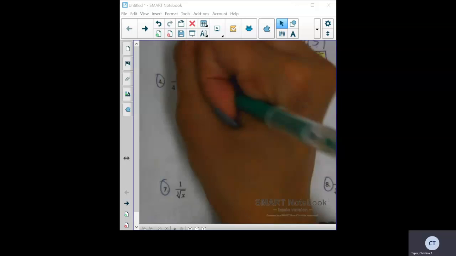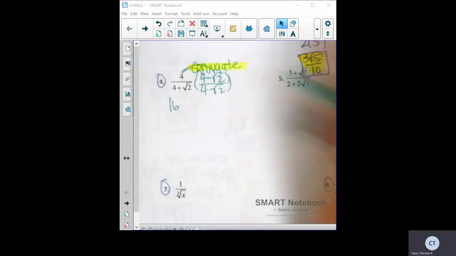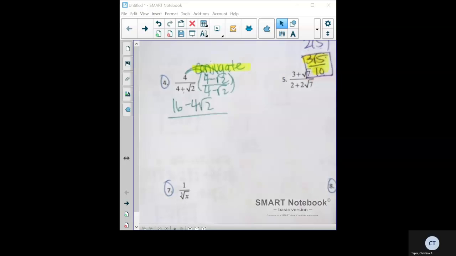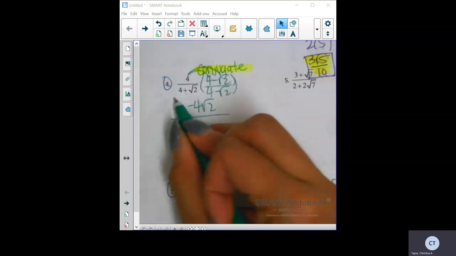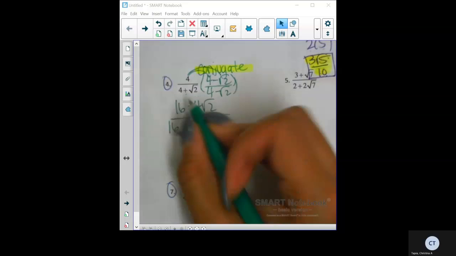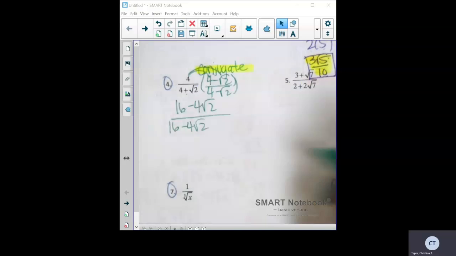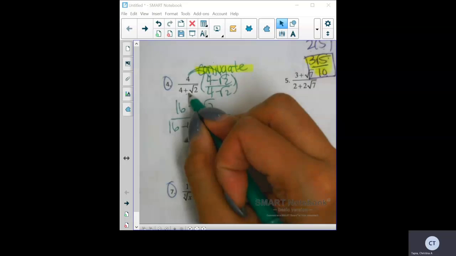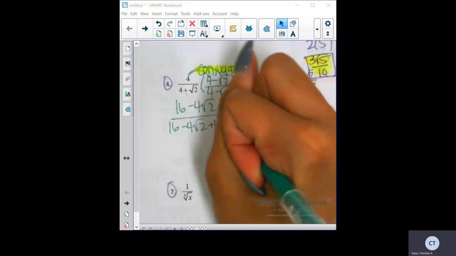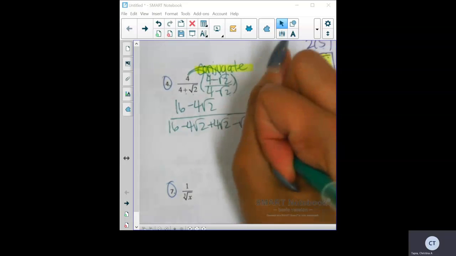So for my numerator, I'm going to do 4 times 4, which is 16. 4 times negative square root of 2 is negative 4 square root 2. In your denominator, we did this with complex numbers. 4 times 4 is 16. 4 times negative square root 2 is negative 4 square root 2. Positive square root 2 times positive 4 is positive 4 square root 2. And then square root 2 times negative square root 2 is negative square root 4.